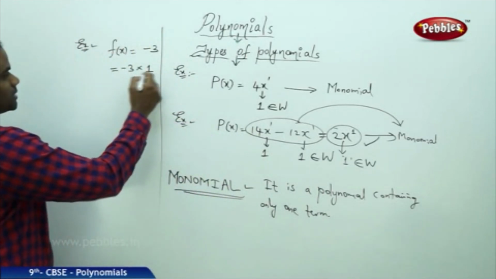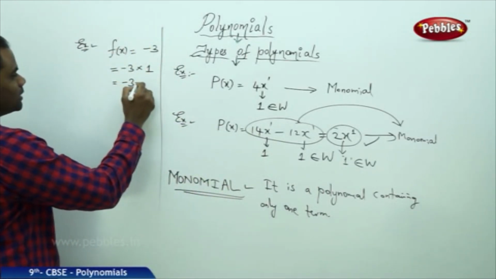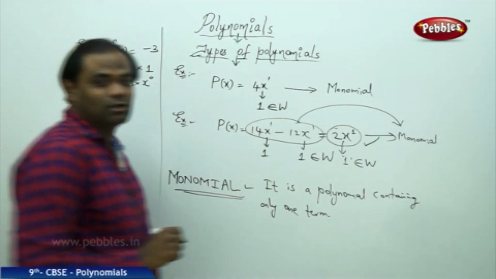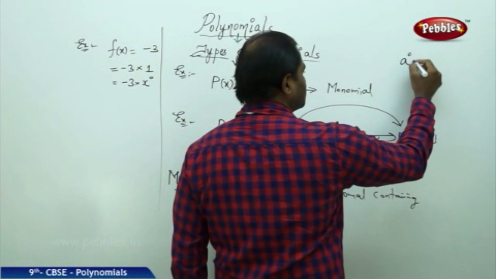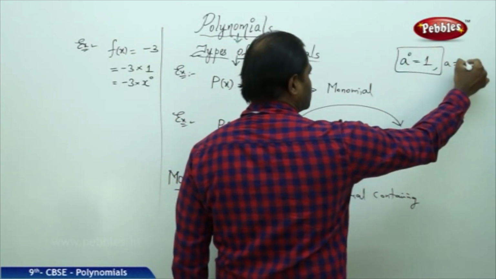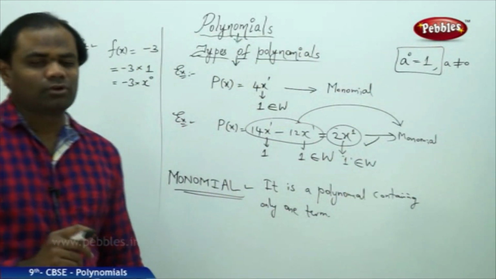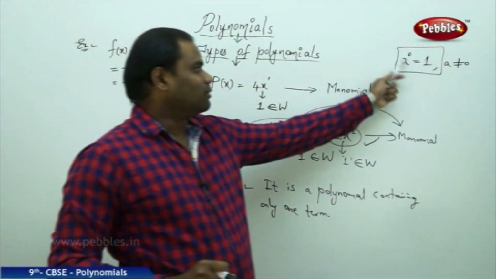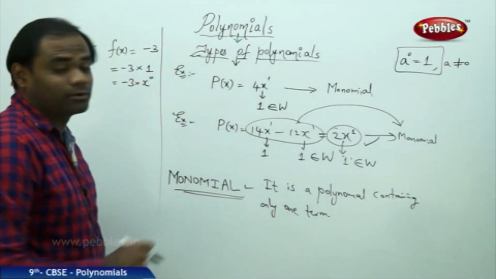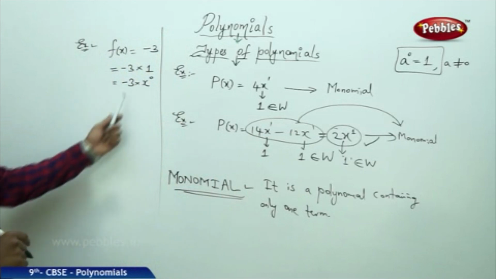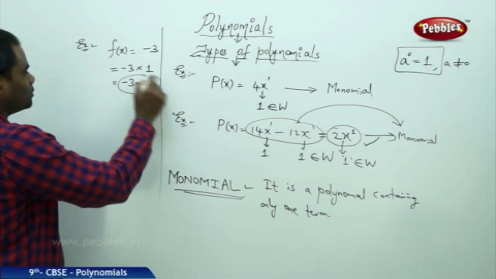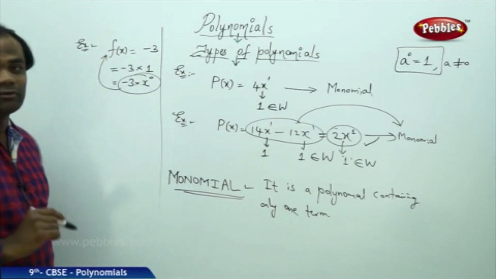Now the reason why I multiply with 1 is to see that I can substitute this 1 with x power 0, because we all know that a power 0 equals 1, provided a is not equal to 0 is the condition. For a non-zero term, a power 0 is 1 for a not equal to 0 and for a belonging to R. So using that property, I have 1 which can be written as x power 0. So this is the polynomial indirectly for f of x.